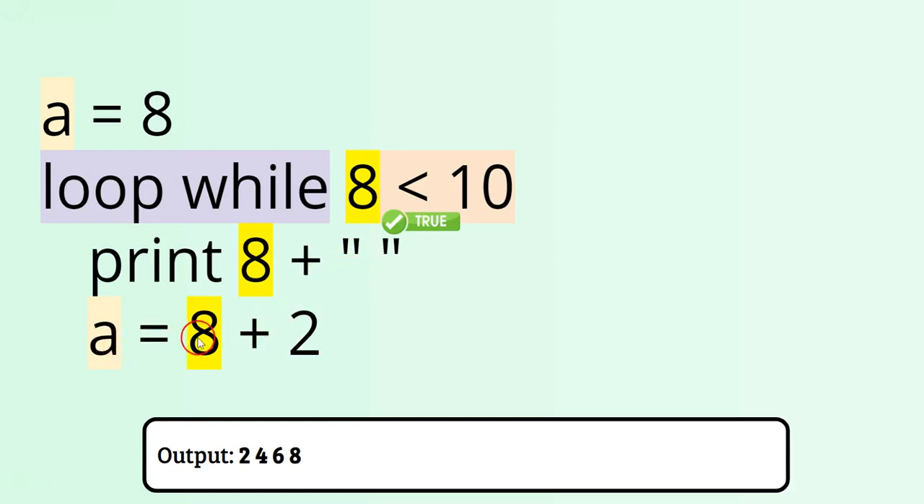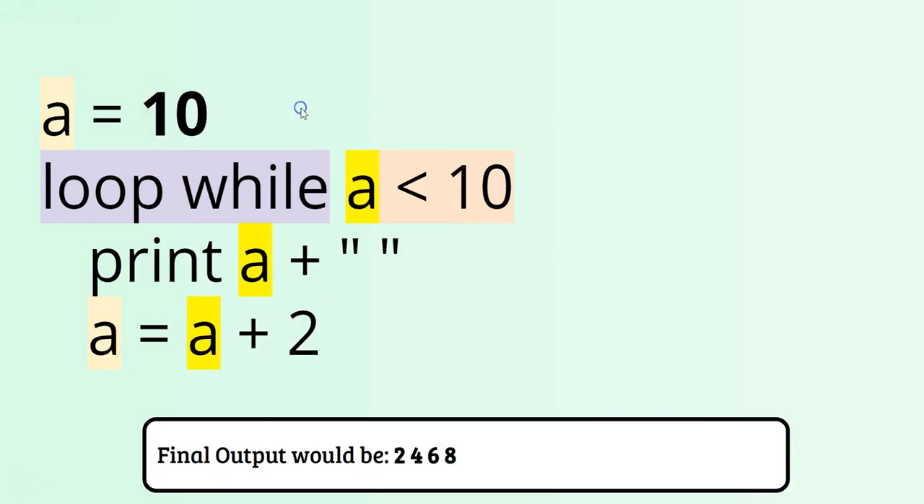And then we're going to say A equals 8 plus 2. Now, this is going to become 10. This is going to change to 10. Right? 10 is not less than 10. If it said less than or equal to, it would work. But 10 is not less than 10. It's the same. So our loop is going to stop here.